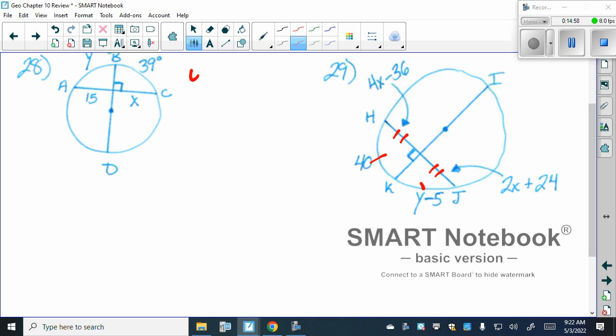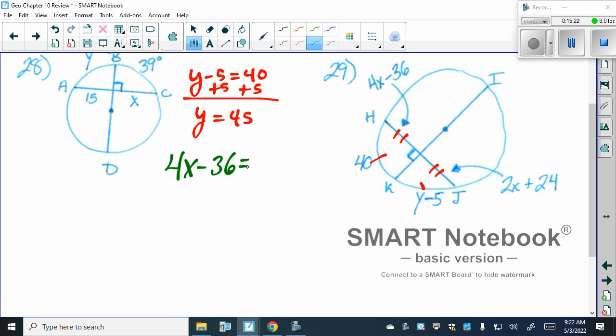So we can say y minus 5 is equal to 45, and we're going to add 5 to both sides to get the value of y. But we can also say that 4x minus 36 is equal to 2x plus 24. Those are going to be equal.